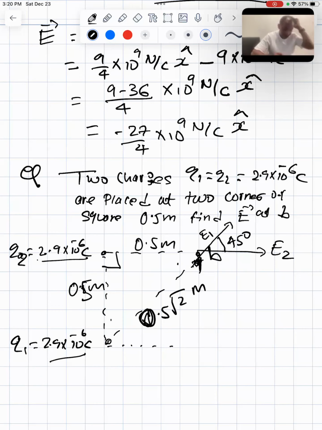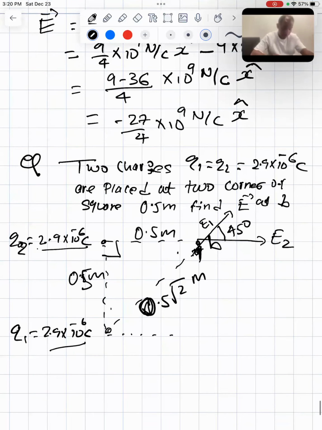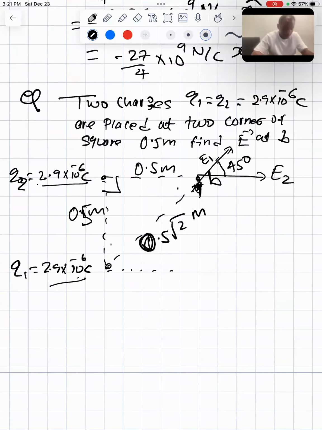So let me repeat one more time. Since Q2 is positive, it is going to push my positive test charge towards the right, okay? Q1 is also positive, so Q1 is going to push my positive test charge like this, or the electric field E1 is in this direction, and this angle is 45 degrees. Now I have a problem. First, what you have to do is find the magnitude of E1 and the magnitude of E2, okay?